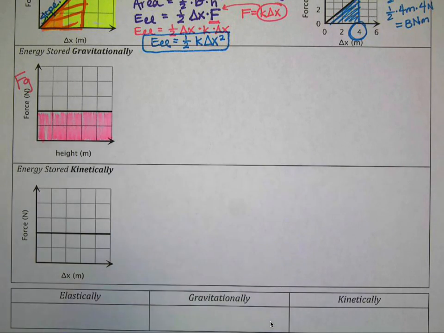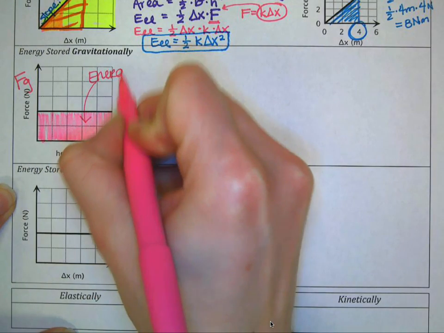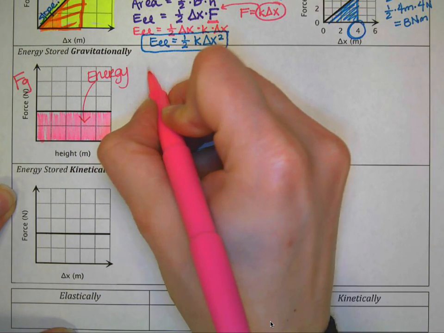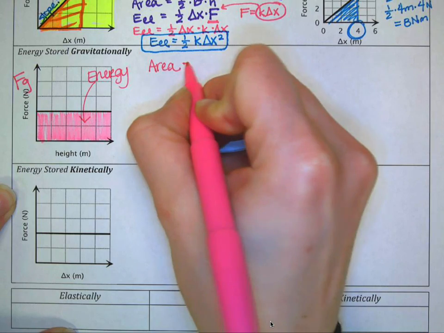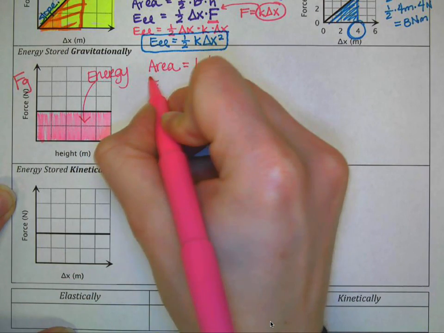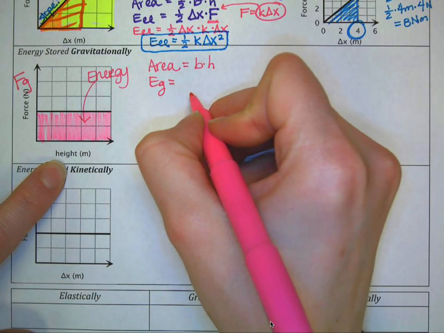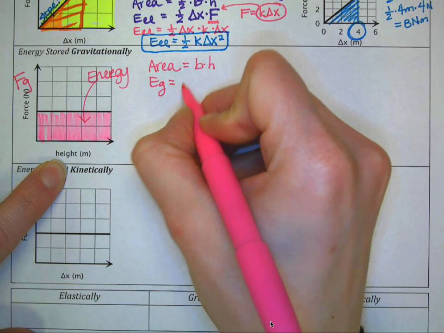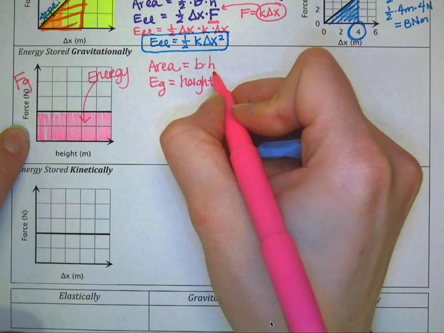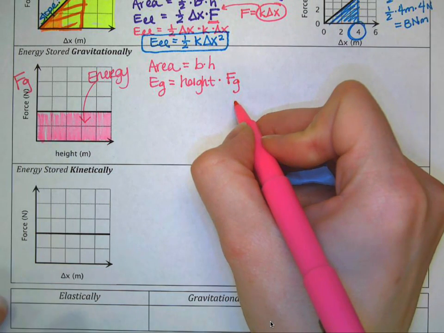Remember that the area under the graph represents the energy stored. So now we can come up with another equation for that. So area in this case is equal to base times height, because we have a rectangle, and we're looking at the area stored gravitationally. The base of our rectangle, this is where it's kind of funny, the base of the rectangle right here is height. And the height of our rectangle is the force, and in particular, our force of gravity.